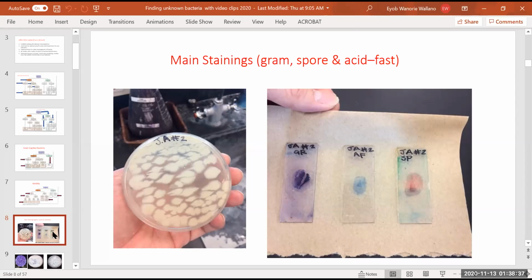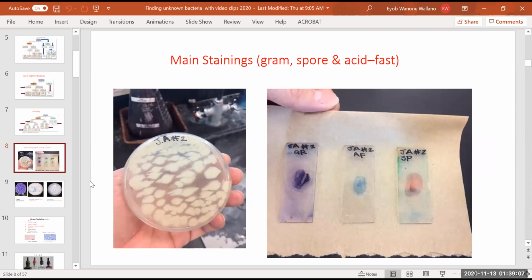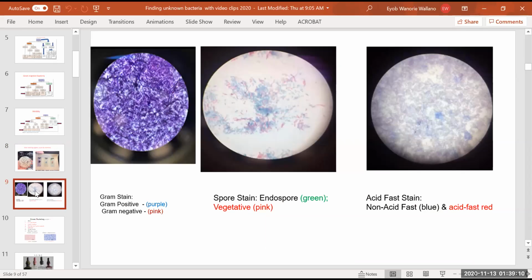Look now. Here they have done it, and then the result. This is gram-positive bacteria. They said gram-positive is purple, gram-negative is pink. Now here spore is green, and vegetative is pink. And when they do acid-fast, they say acid-fast is red and the other one is blue, because they use methylene blue. So this is how they have done it, and this is the result. Almost 85, 90% of them know the bacteria with this.